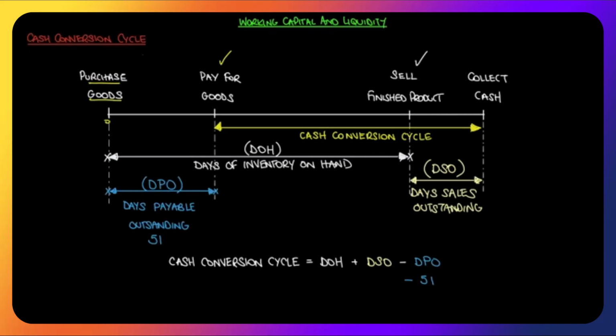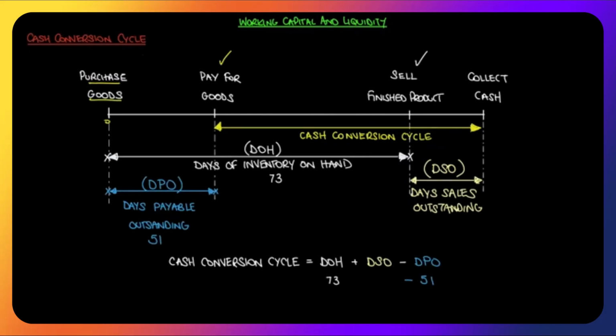Again, very easy to calculate from the financial statements. Again, we'll see an example in a moment, but let's just make one up here. Let's say, on average, inventory stays in your warehouse for 73 days. There's your days of inventory on hand.